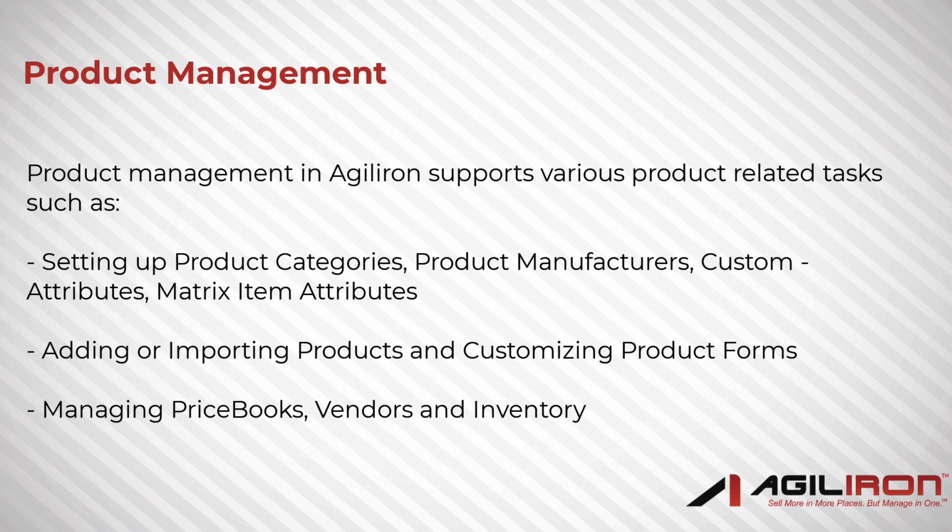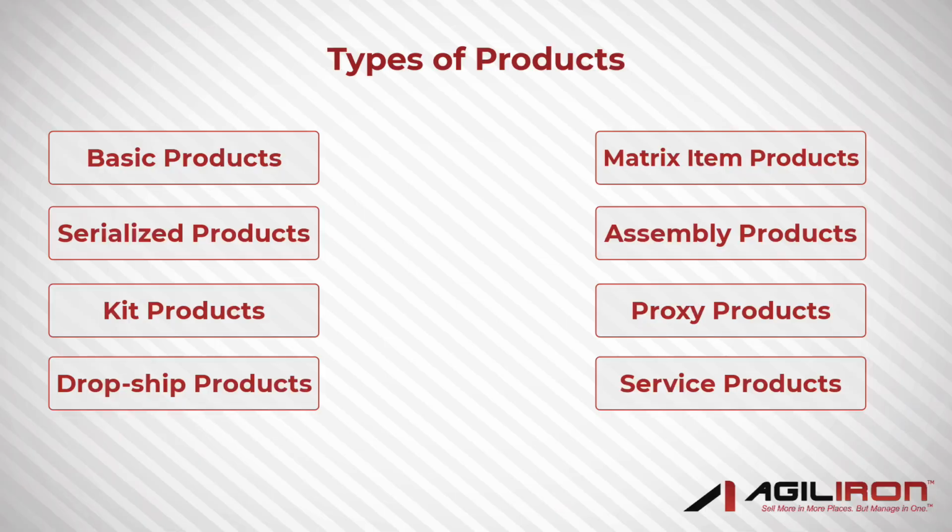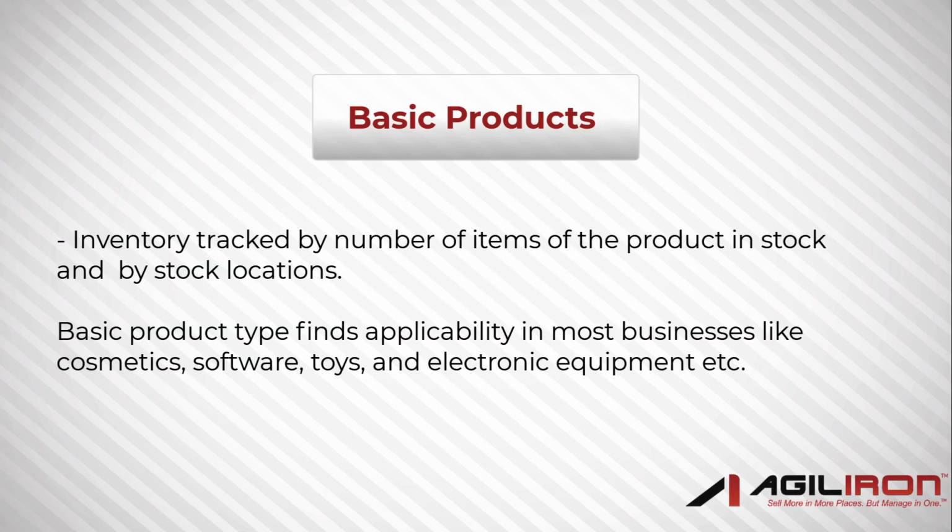Product management in Agiliron supports various product-related tasks such as setting up product categories, product manufacturers, custom attributes, matrix item attributes, adding or importing products and customizing product forms, and managing price books, vendors, and inventory. Agiliron supports the management of various types of products, and these product types cover the various types of inventory models that are seen in a broad swath of industries.